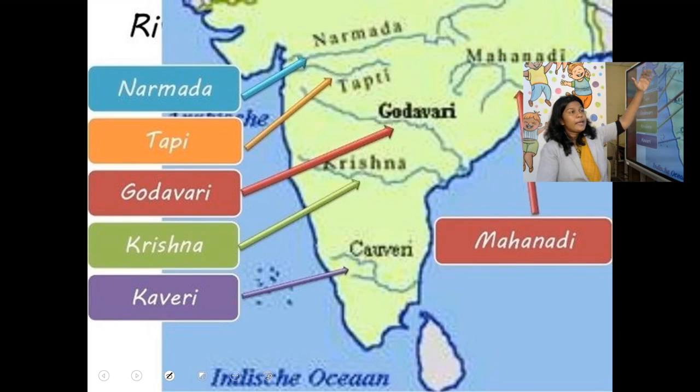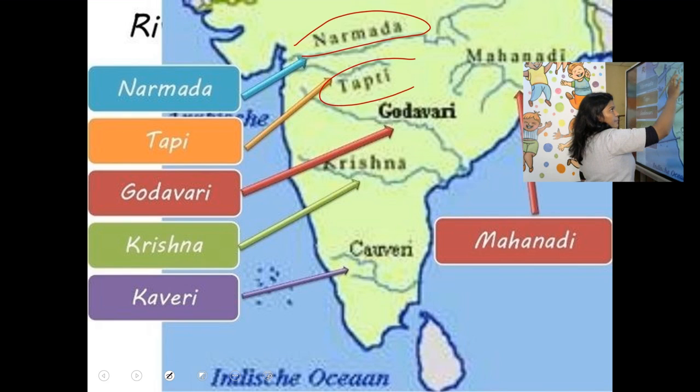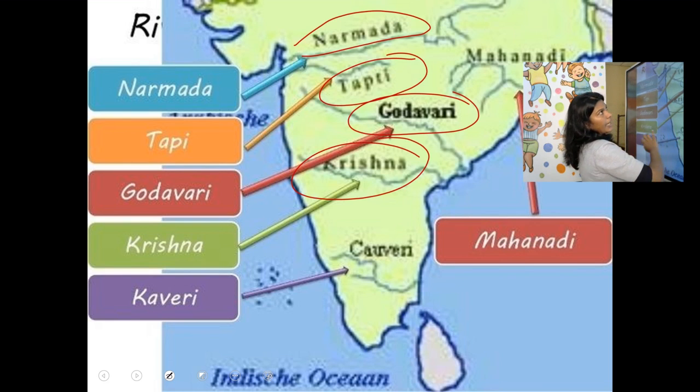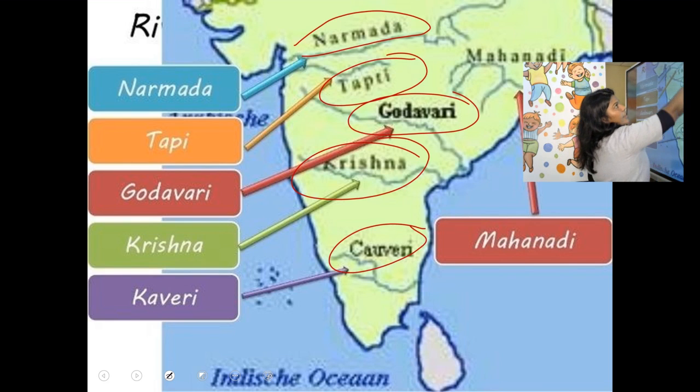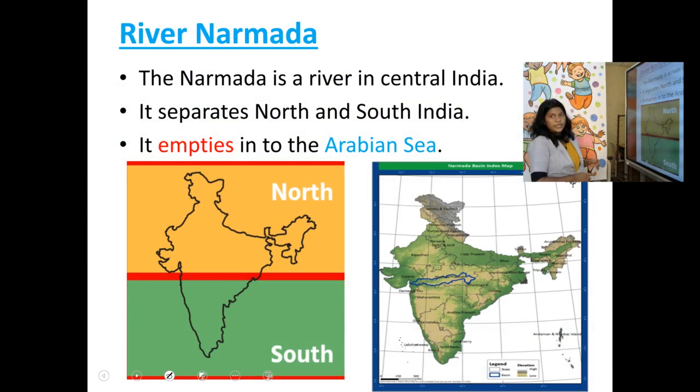And here is a map which shows the rivers. Here are the rivers Narmada and Tapti, Godavari, Krishna and Kaveri. Here is the river Mahanadi. So these are pictures of the rivers, and from this map we can understand where the rivers are located. And first, the river Narmada.